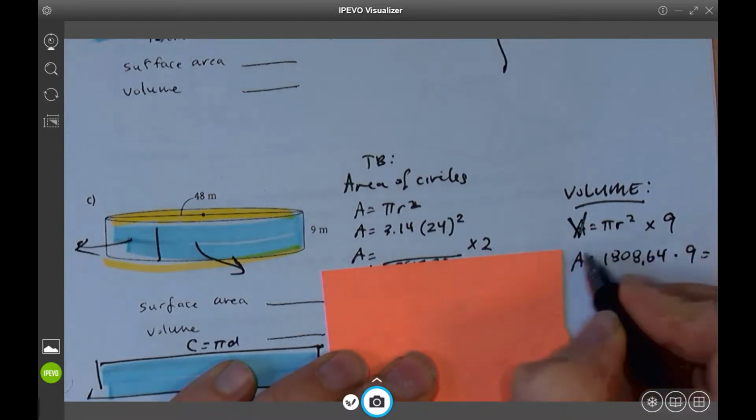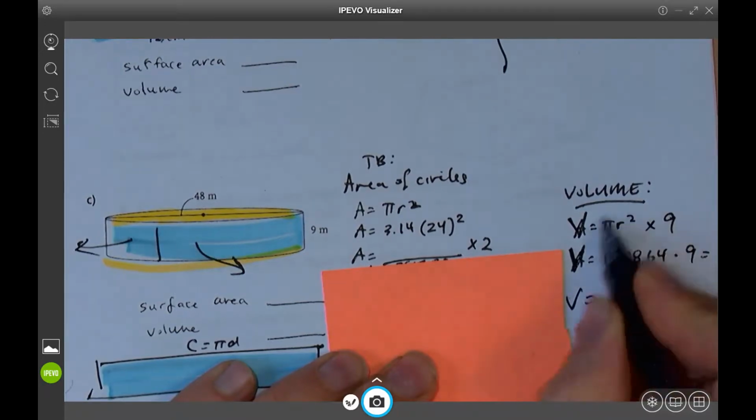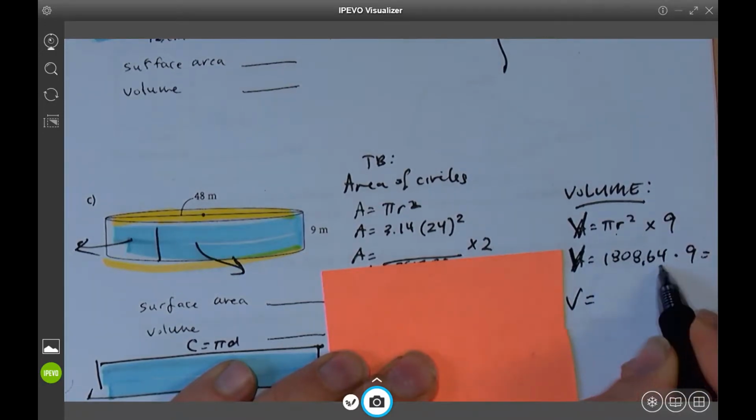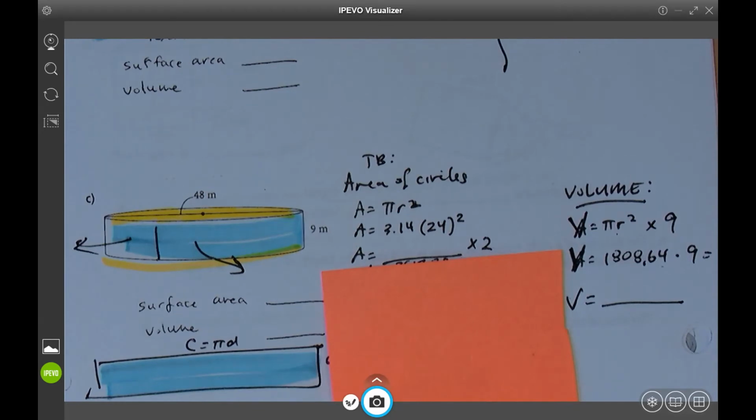this should say volume. You're going to get your volume. Area of one face times by the length. Area of this face times by the length, and you will get your volume. Round to the nearest whole number and put that in. You should be correct.